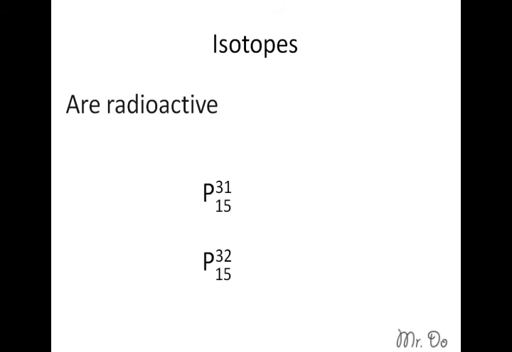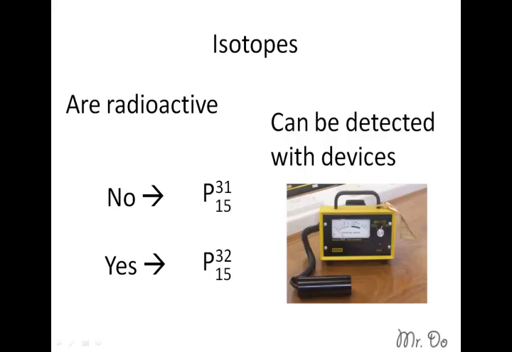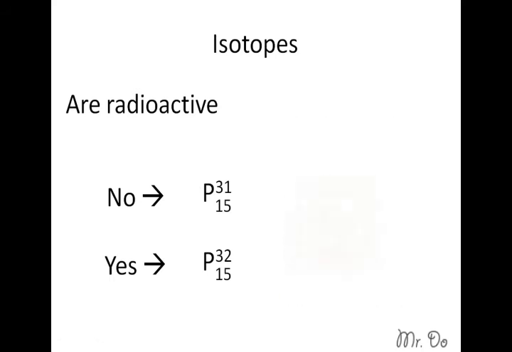So what's the difference between these two? Well, some isotopes are radioactive. In this case, for example, phosphorus-32 is radioactive. Radioactivity can be detected with certain devices that tell you where the element is.